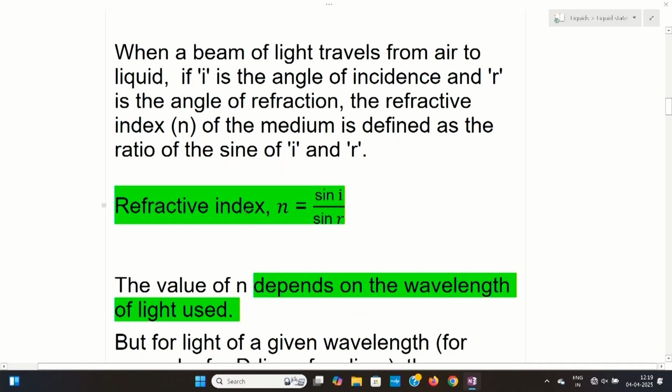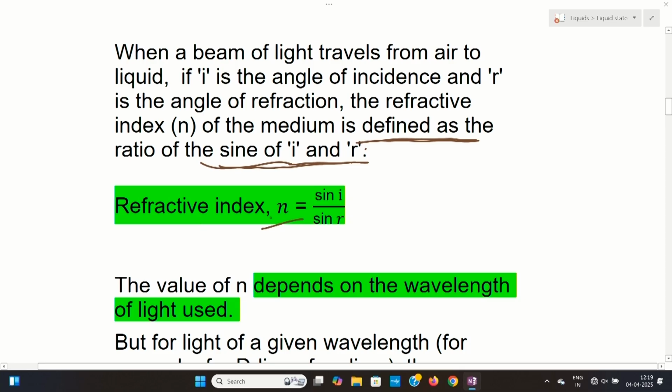Therefore, the refractive index, n, is defined as the ratio of the sine of I and R. Refractive index n is equal to sine I by sine R. Now we have seen the definition of refraction, what is incident medium, what is refracted medium, what is the cause of refraction and what is refractive index.